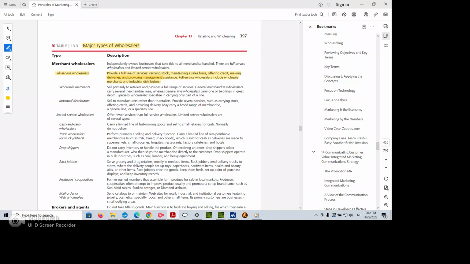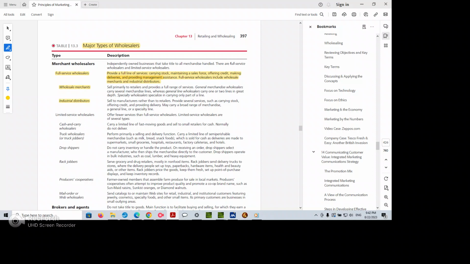Remember that there's also wholesale merchants, which sell primarily to retailers and provide a full range of services. General merchandise wholesalers carry several lines, whereas general line wholesalers carry only one or two lines in great depth. Specialty wholesalers specialize in carrying only a part of a line. It depends on what they're selling and depends on their specialty.